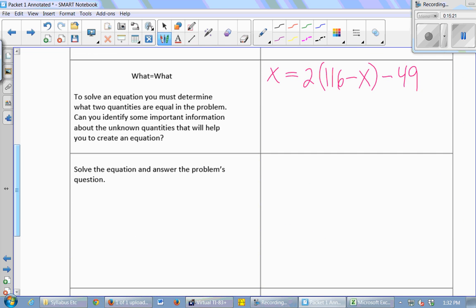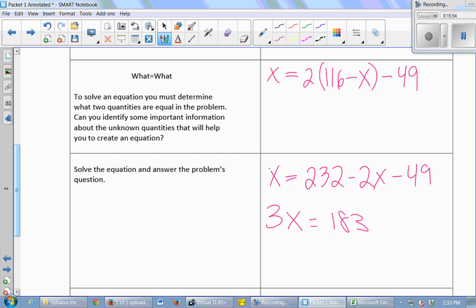So now we just solve the equation for x. So x equals 232 minus 2x minus 49. So add the 2x to both sides. 232 minus 49. Can anybody do that in their head? 232 minus 49 is 61,000? Yes. And then divide by 3. 61.